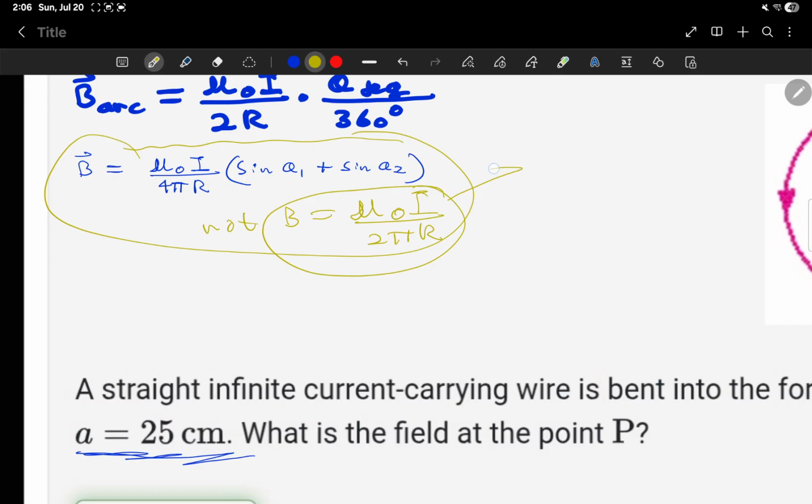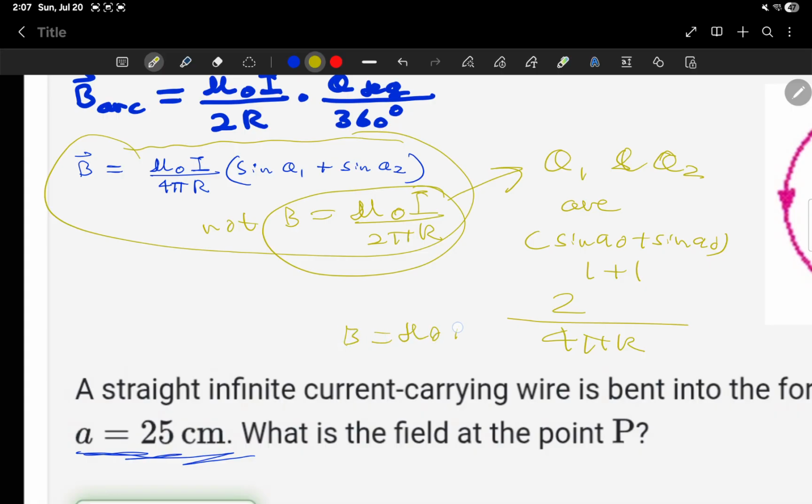Basically, this formula is when both of the angles, theta 1 and theta 2, are equivalent to 90. Because when they're both 90, we get sine of 90 plus sine of 90, which gives us 1 plus 1, which gives us 2, and then when we do 2 divided by 4 pi r, we get essentially mu naught I over 2 pi r.